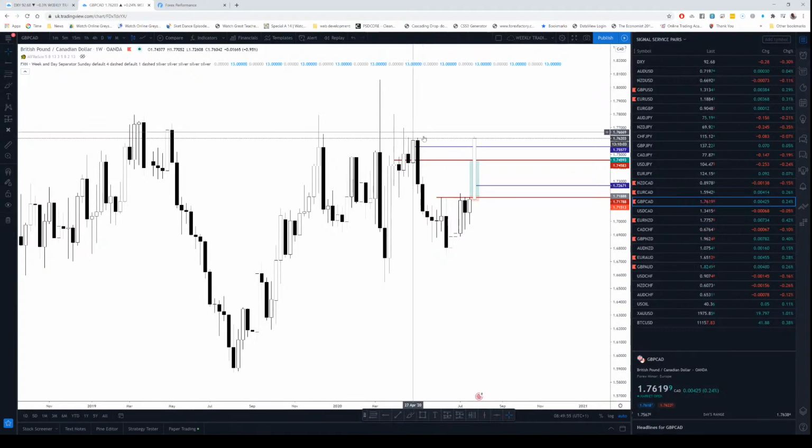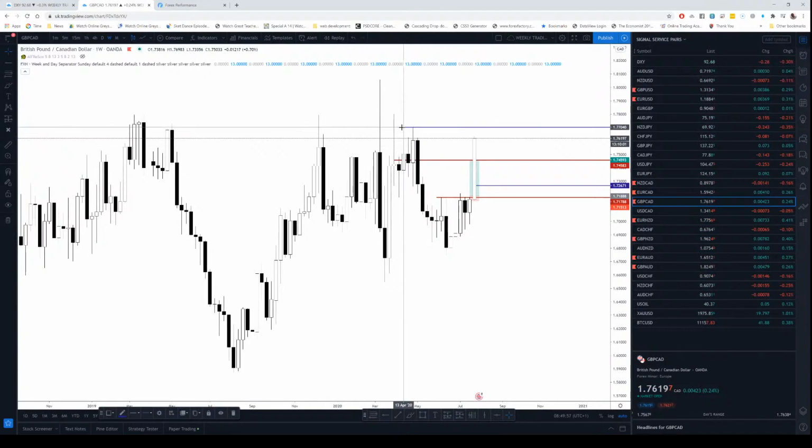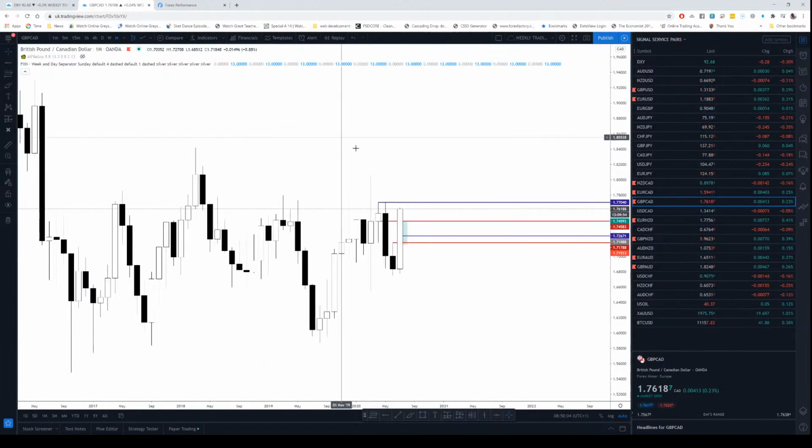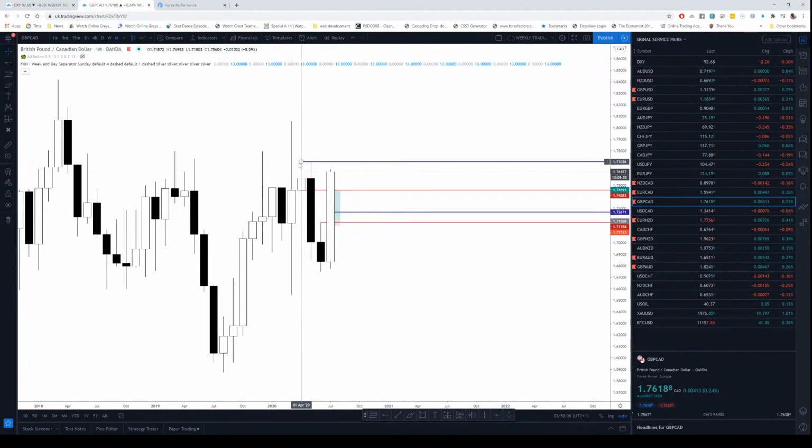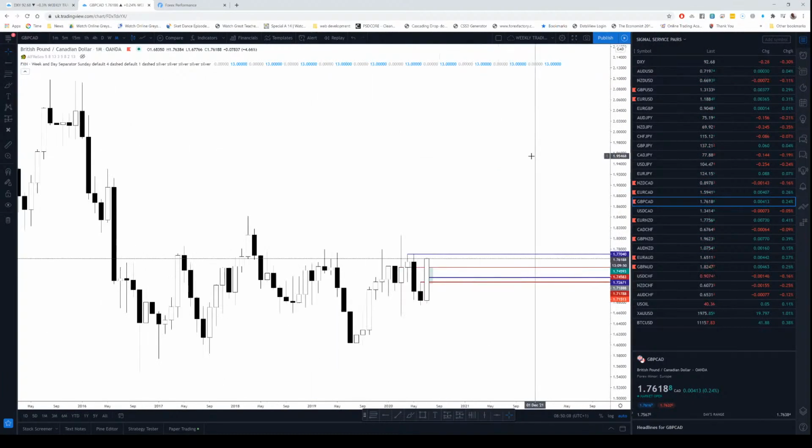I mean, there's just wicks, so the next upside objective will be this high. It's just wicks in here, and if we do trade above this, boy, we are in for some bull run.